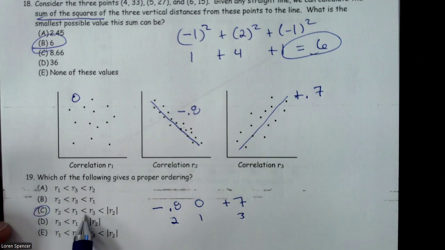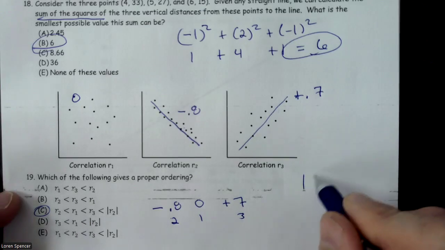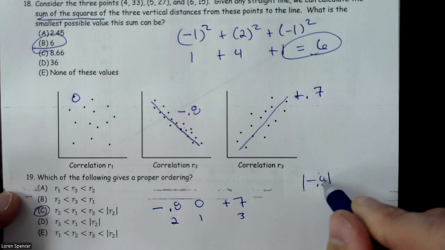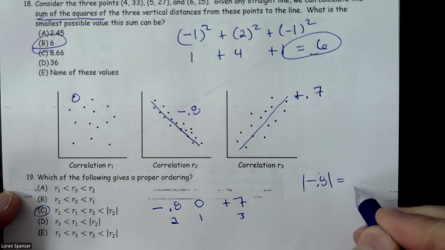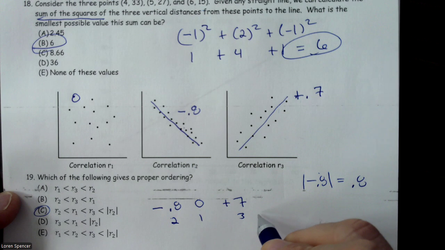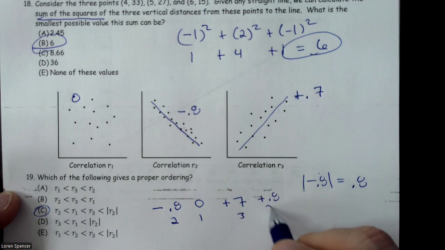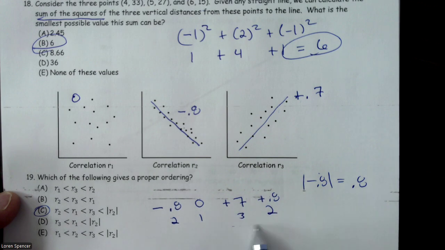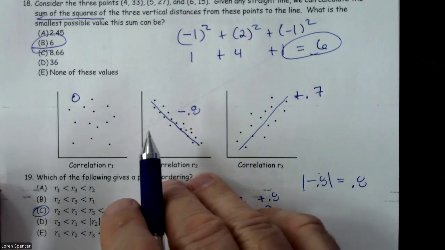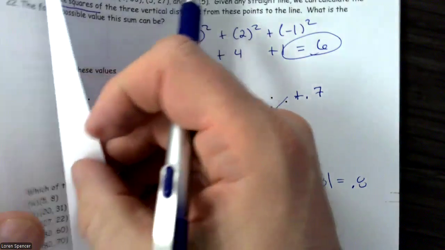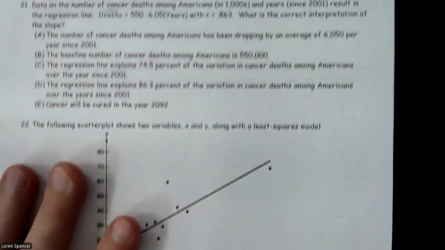But the question is, why do they put this there? Well, what's the absolute value of -0.8? The absolute value of -0.8 is 0.8. And so this would definitely be higher. And that's why 2 showed up twice. So my answer choice to number 19 is C. All right, moving on to number 20.